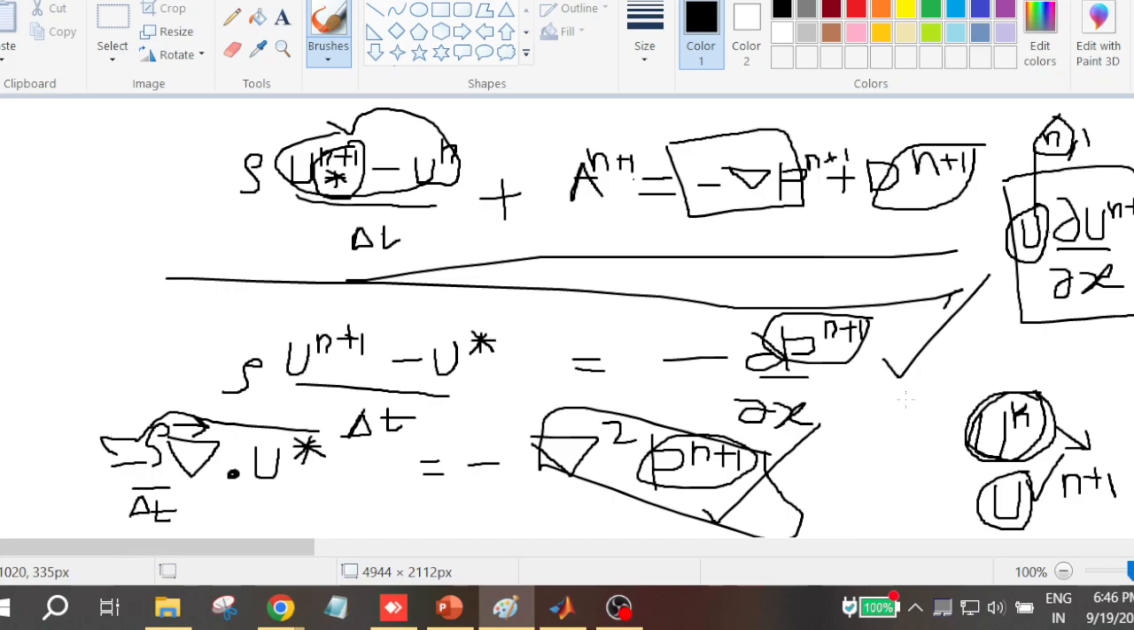Are those two things understood? I mean, semi explicit and semi implicit method. Okay, if there are no queries, okay.